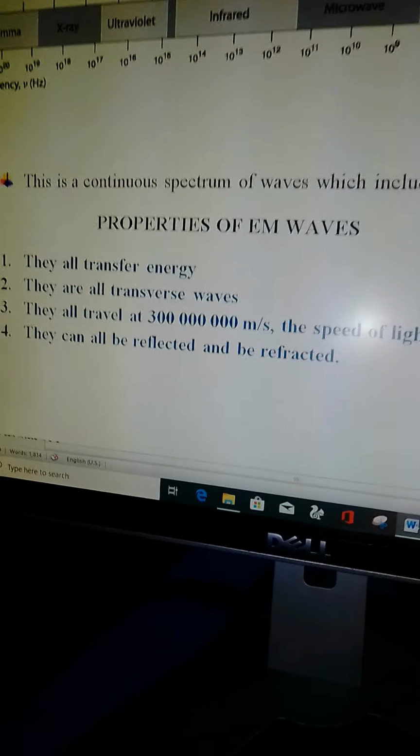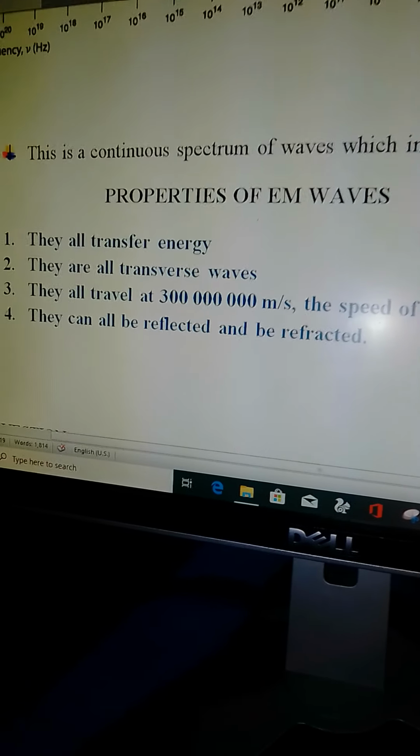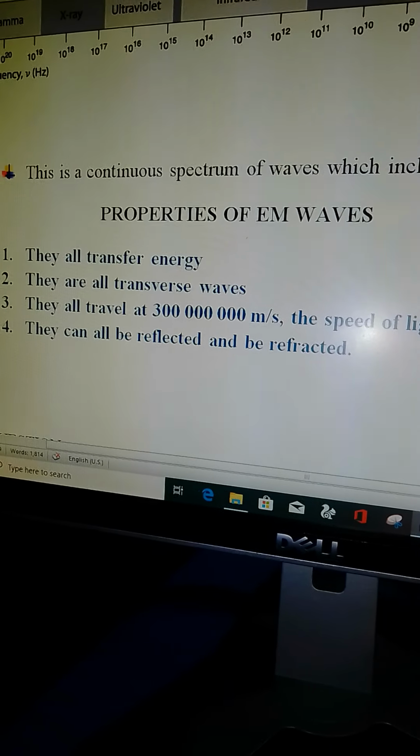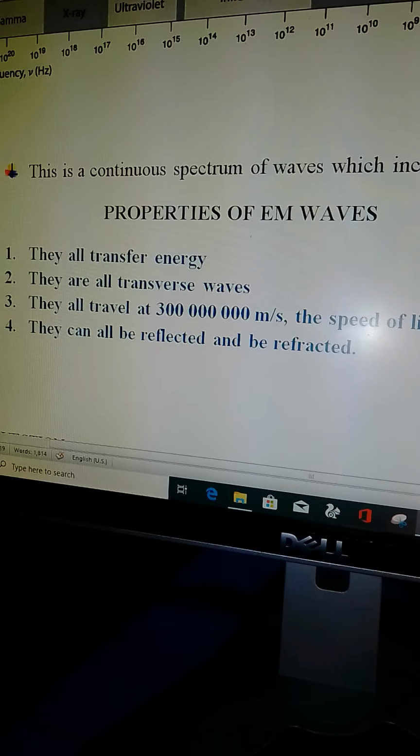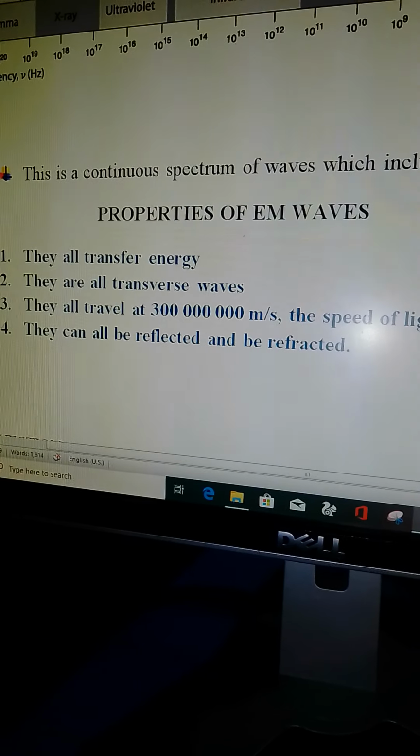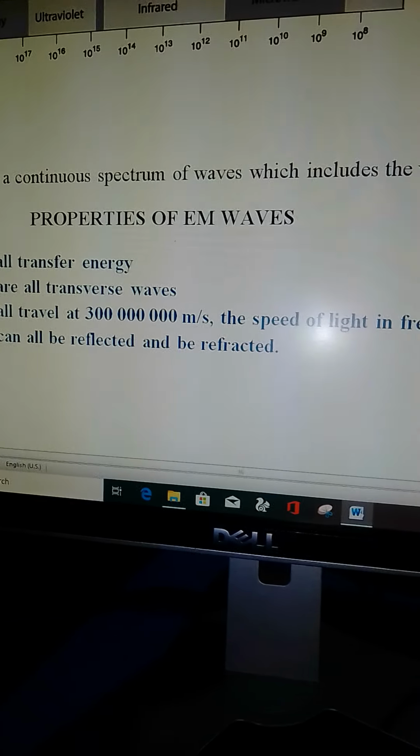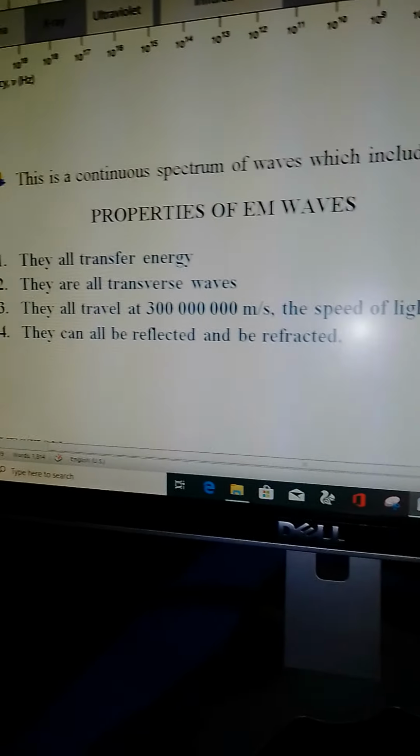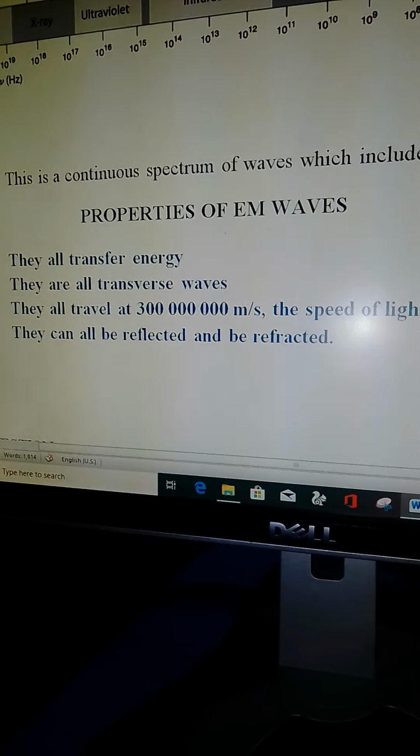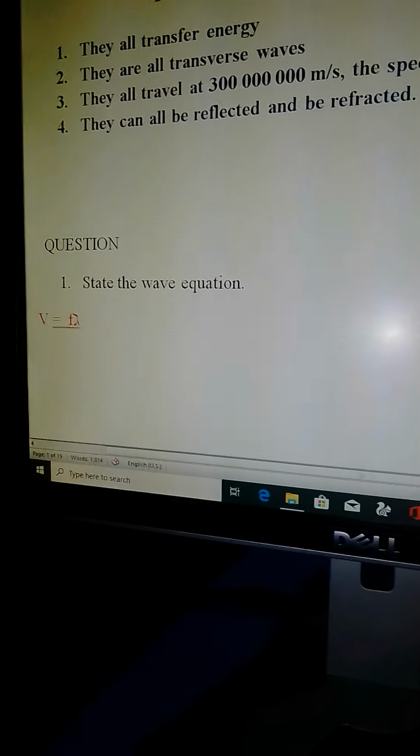Now what is important here is to look at the properties of waves in this unit. The first property: they all transfer energy. All EM waves are transverse waves. All EM waves travel at the speed of light in free space, 300 million meters per second. All of them can be reflected or refracted. Very, very important.